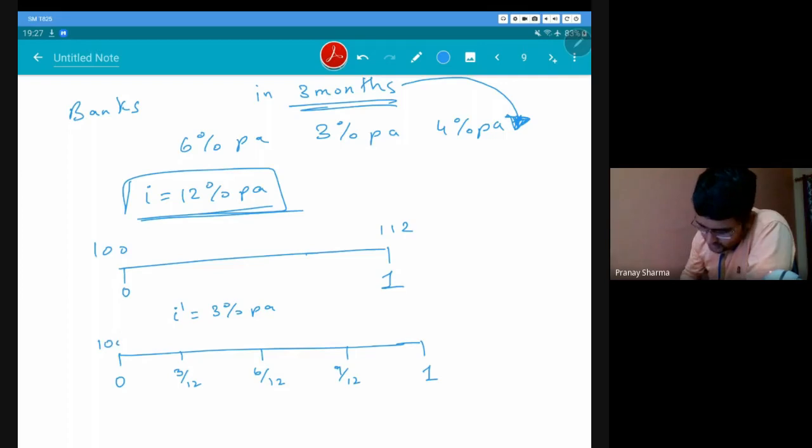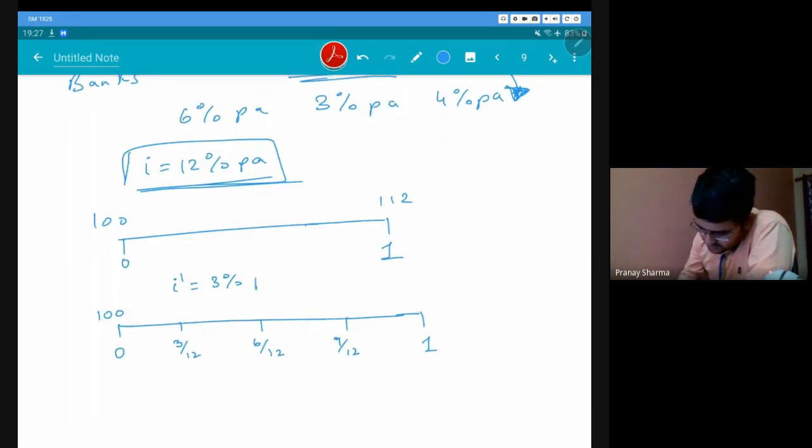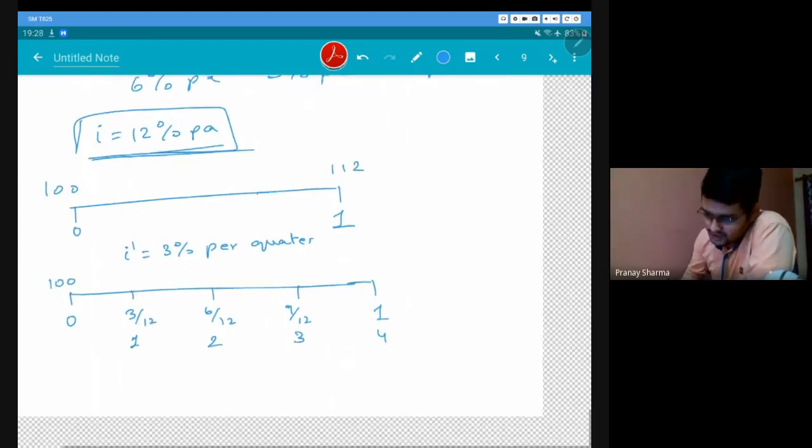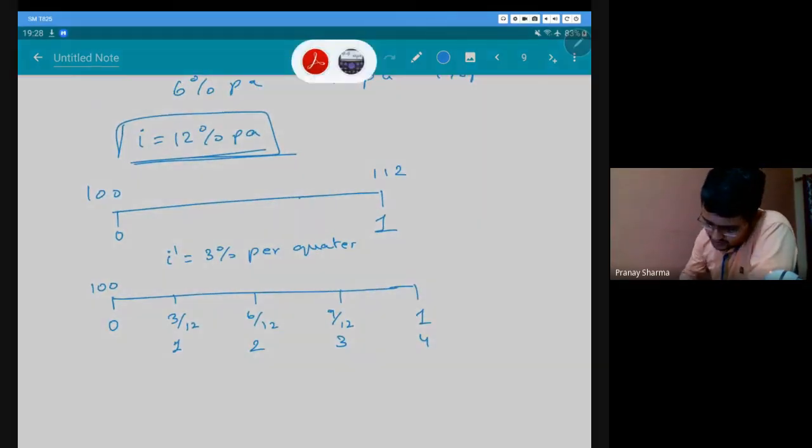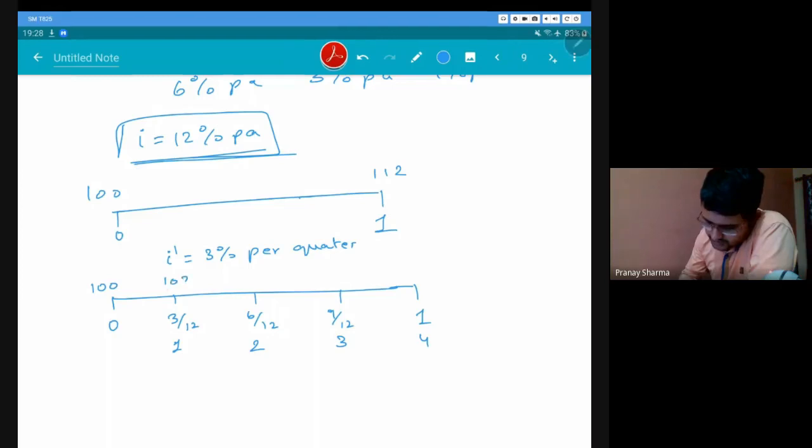If I invest 100 rupees, in 3 months' time, not per annum, I'm saying per quarter, I just divided it by 4. So in 3 months' time, this is just 1 quarter. 3 by 12 is just 1 quarter. This is the 2nd quarter, this is the 3rd quarter, and this is the 4th quarter. In 1 quarter, how much would be the interest that we'll get? So we'll say it becomes 103 rupees.